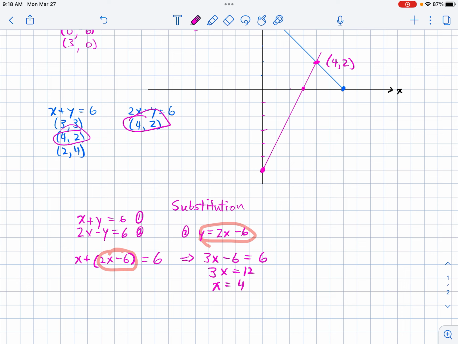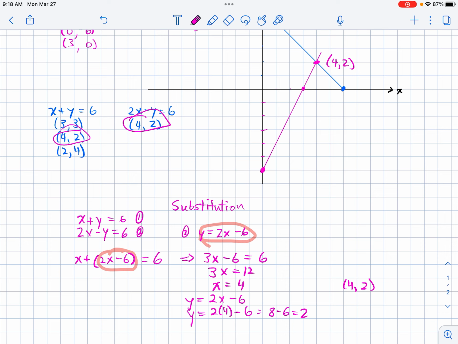Now that I know that x equals 4, I can say, well, now y is 2x minus 6, so y must be 2 times 4 minus 6. And that's 8 minus 6, which is 2. So there's our point. X is 4, and y is 2.